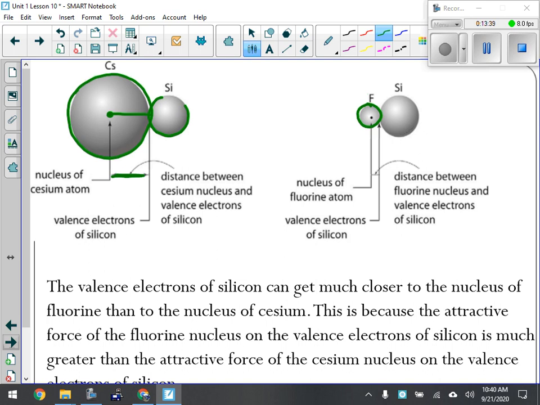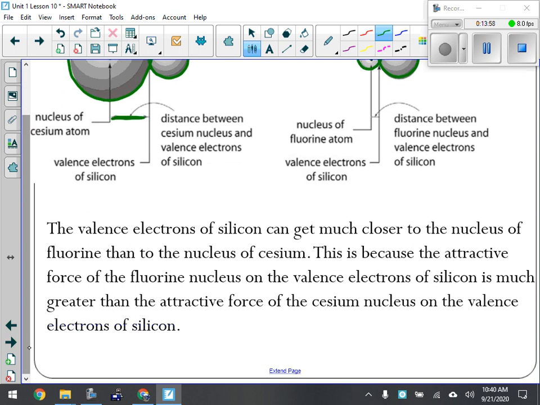So how well do the protons here attract not only its own, but the valence electrons here? The answer is pretty good, right? Pretty darn good, because that distance is not very far. So it can attract those electrons or do whatever it wants with them fairly easily, yes? And that's what it talks about here. Valence electrons of silicon can get much closer to the nucleus of fluorine than to the nucleus of cesium. This is because the attractive force of the fluorine nucleus on the valence electrons of silicon is much greater than the attractive force of the cesium nucleus on the valence electrons of silicon. So basically it comes down to a distance thing, okay?